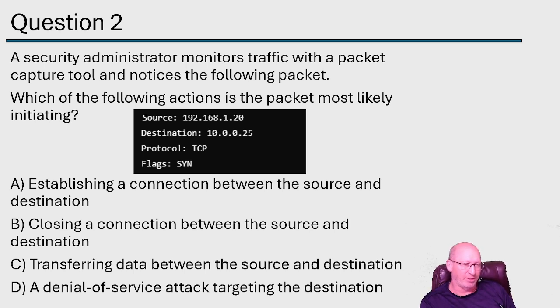Closing the connection between the source and the destination. Well, if we did that, we'd see a FIN flag, F-I-N, finish flag, and we're not seeing that. Establish a connection between the source and the destination. Absolutely. 100%. A is going to be the answer. And that's the first part, right? All right, there we are. I know, not too hard.